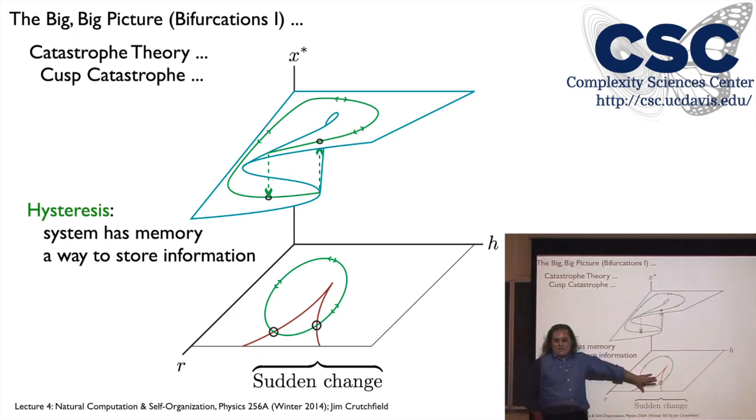Anyway, so this is actually the kind of first indication of how nonlinear systems, a real simple system in this case, can store a bit of information. Theme that we keep coming back to.